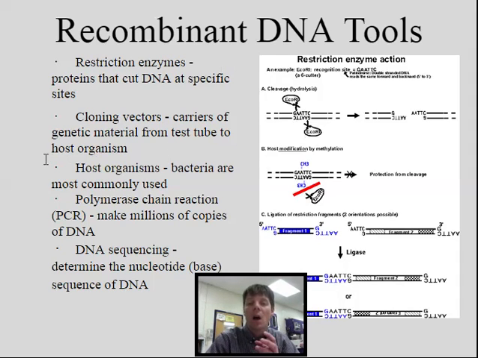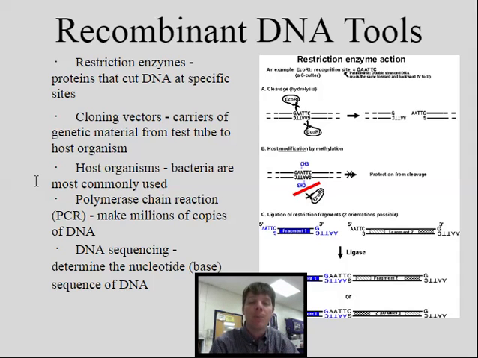Cloning vectors are carriers of genetic material from test tube to host organism. A very common cloning vector is plasmid DNA. Host organisms are where you're going to move the gene that you're interested in. Typically, genes are moved into bacteria because bacteria are very cheap, they're inexpensive to grow in the laboratory, and they reproduce very, very quickly, so you can grow huge numbers of bacteria in a very short period of time.